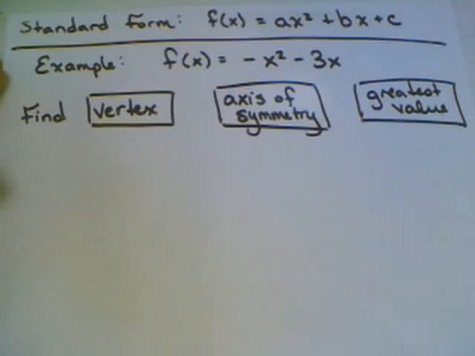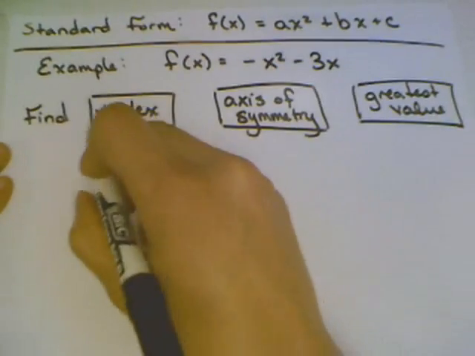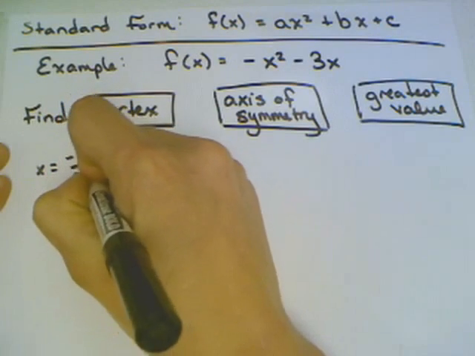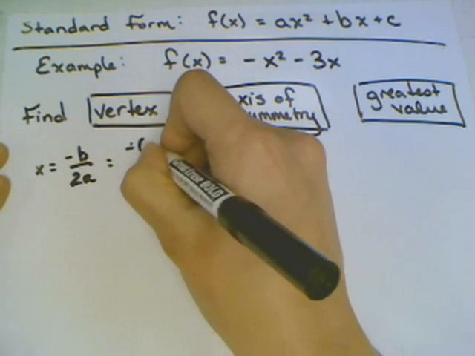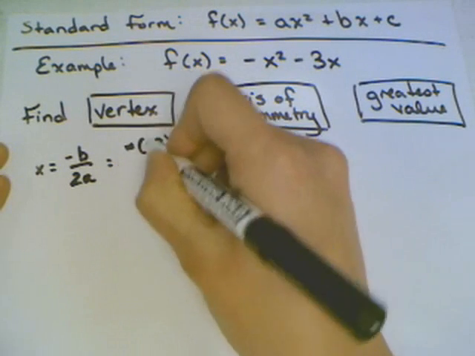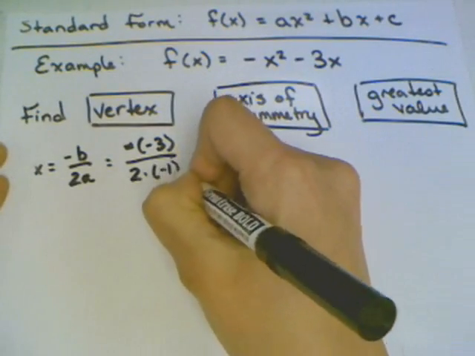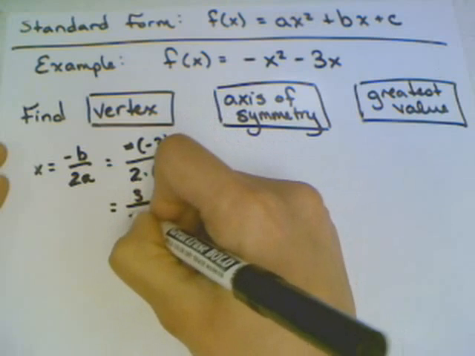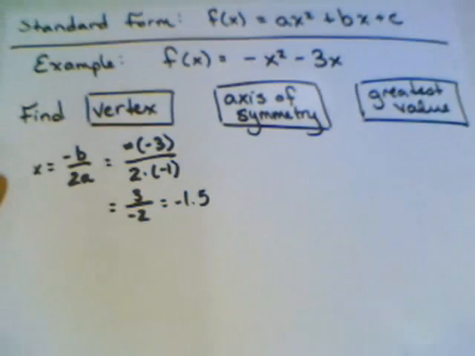Let's try another example like this. For this equation, to find the vertex, I use the formula x equals negative b over 2a. For this example, b is negative 3, so it's negative 3 over 2 times, and in this case, a is negative 1. So that means the x-coordinate of my vertex is positive 3 over negative 2, or negative 1.5.